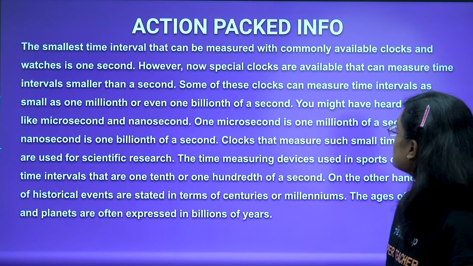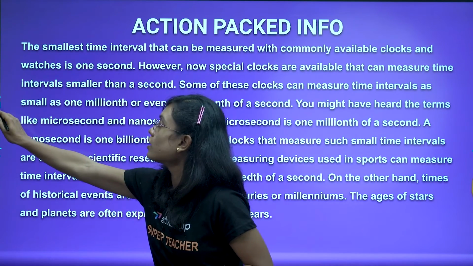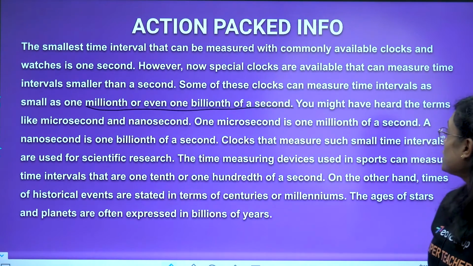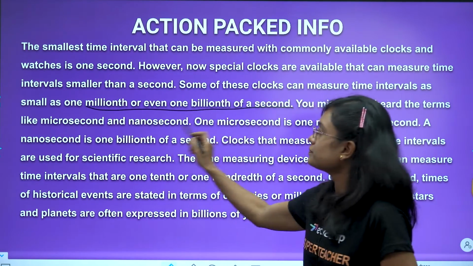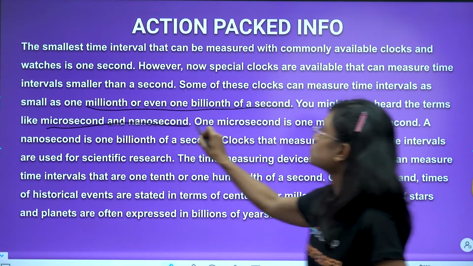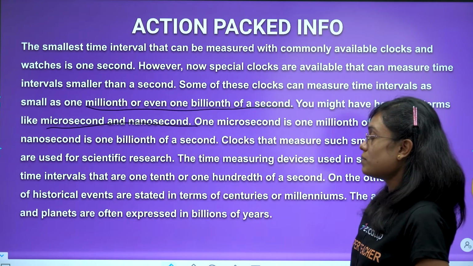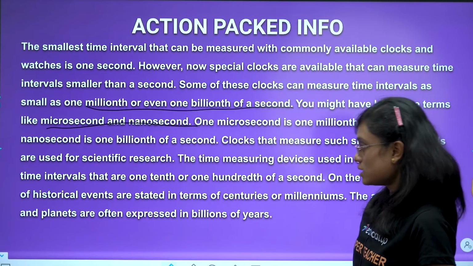Some of these clocks can measure time intervals as small as 1 millionth or even 1 billionth of a second. You might have heard the terms like microsecond and nanosecond. 1 microsecond is 1 millionth of a second, a nanosecond is 1 billionth of a second. Clocks that measure such small time intervals are used for scientific research.